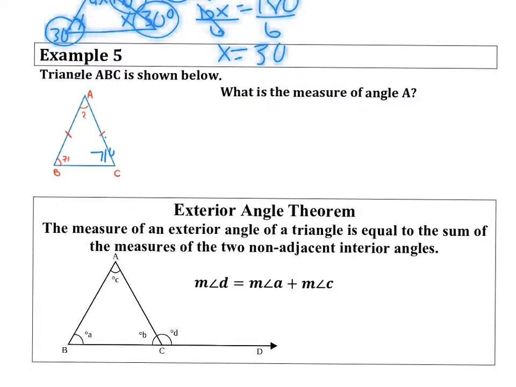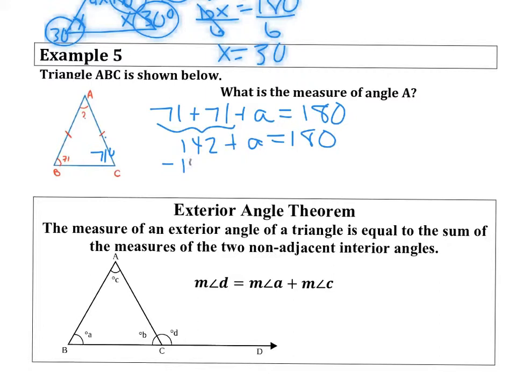So now if I have to find angle A, I would just have to do 71 plus 71 plus A is equal to 180. And from there, I can add up what I know, so that's going to be 142 plus A equals 180, and I subtract 142 from both sides to find that A is just 38 degrees.